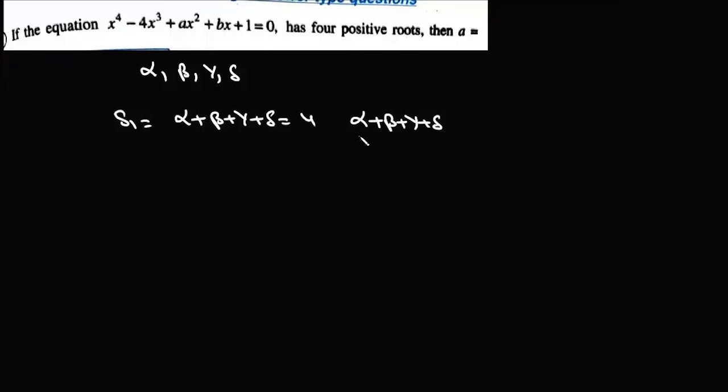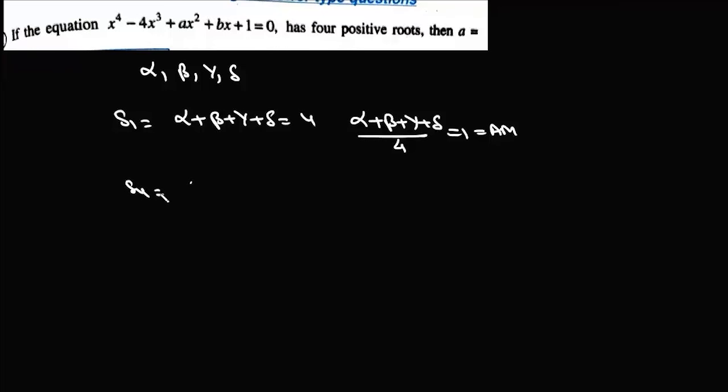Now the question is, if this equation has 4 positive roots, then the value of A is. Now if it has 4 positive roots, alpha, beta, gamma and delta, then we can write S1 as alpha plus beta plus gamma plus delta and it is equal to 4. And if we take their arithmetic mean, we can write alpha plus beta plus gamma plus delta by 4. It is equal to 1. So their arithmetic mean is 1.